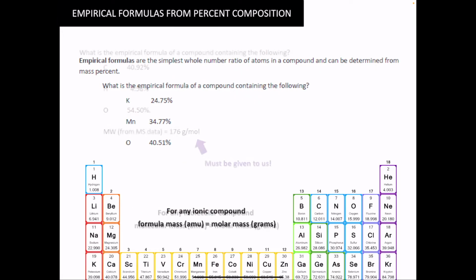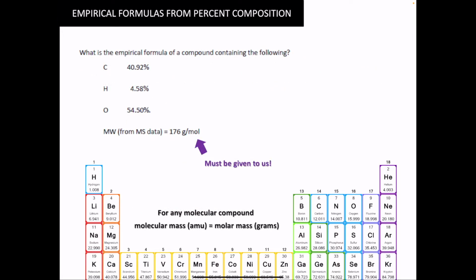All right, next. What is the empirical formula for the compound containing the following mass percents? What you should do is pause me and do your best to do it, and then we'll reconvene. Remember the steps are: assume grams, convert to moles, divide by the smallest.